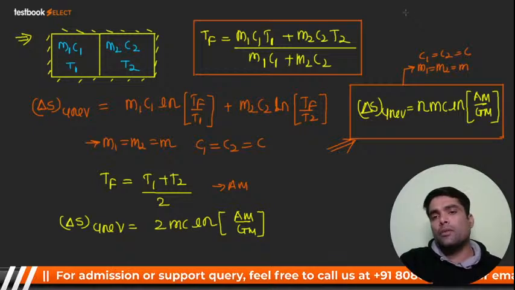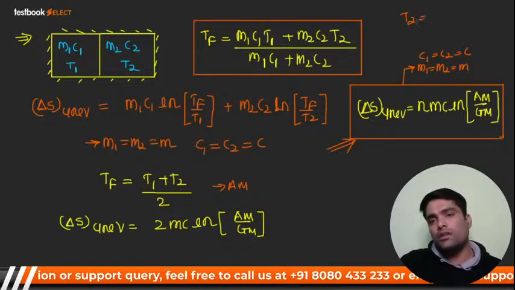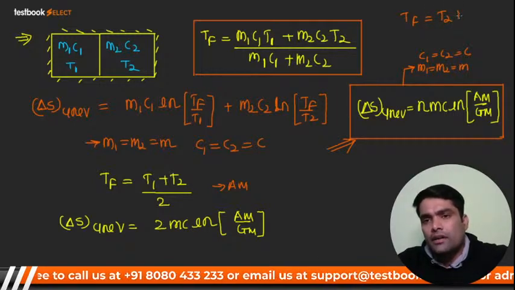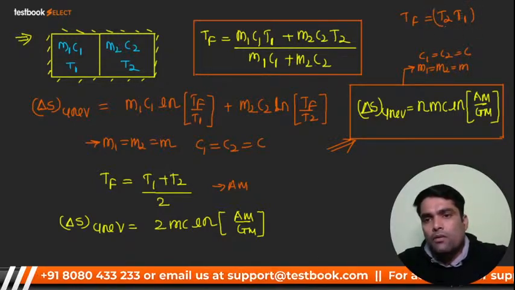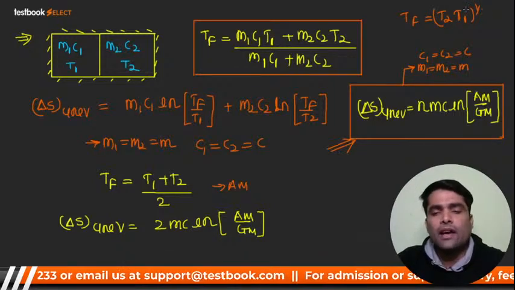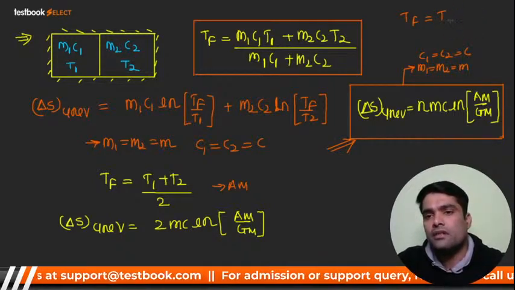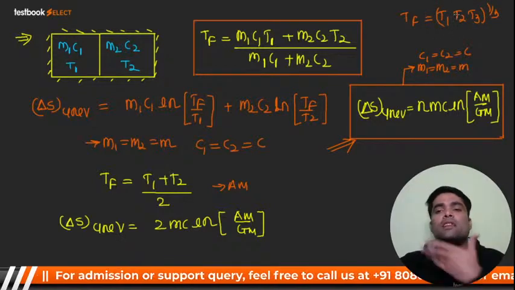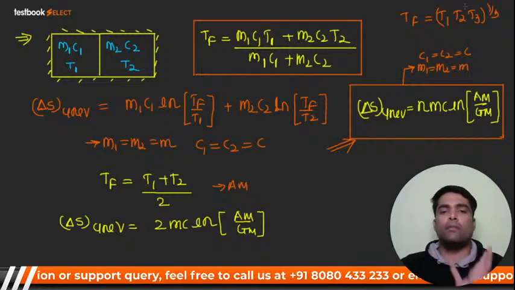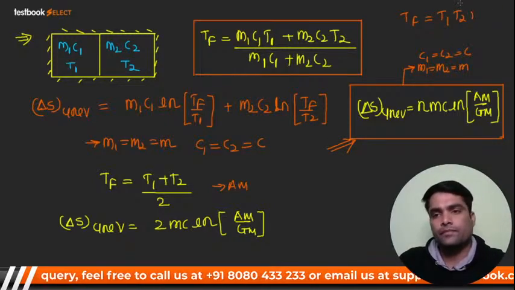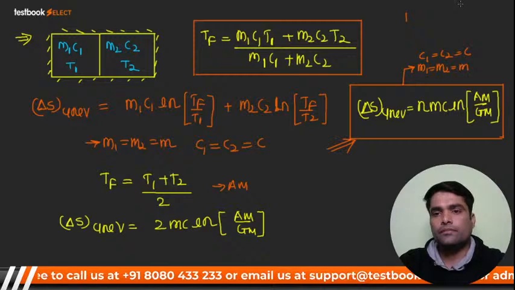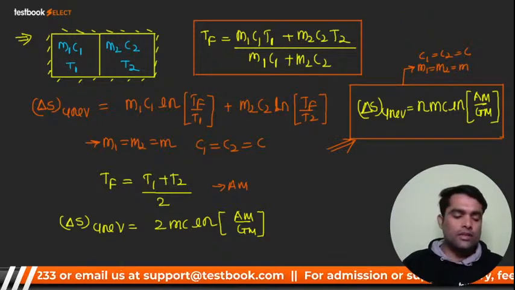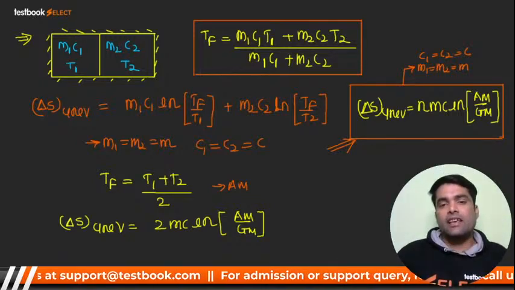Geometric mean means what my dear? Suppose I have 2 temperatures, then this TF will be equal to T1 T2 raised to power 1 by 2, that is under root. And if I have 3 blocks, then I have 3 temperatures, so my dear I will put 1 by 3. If I have 4 temperatures, I will write T1 T2 T3 T4 raised to power 1 by 4, like this. I hope you have an idea now, बच्चा पार्टी. Okay, so this is all about the mixing of objects.